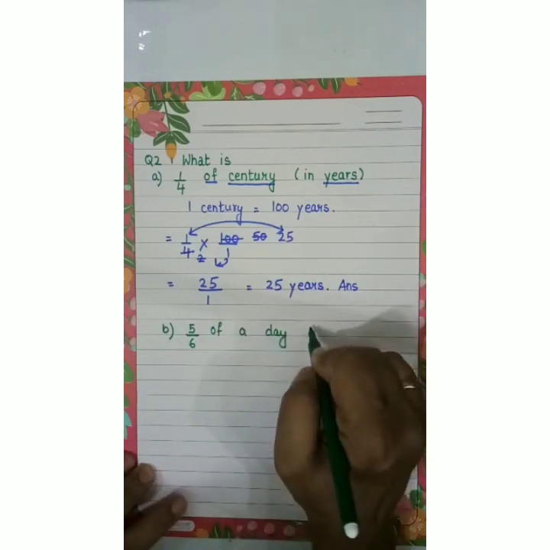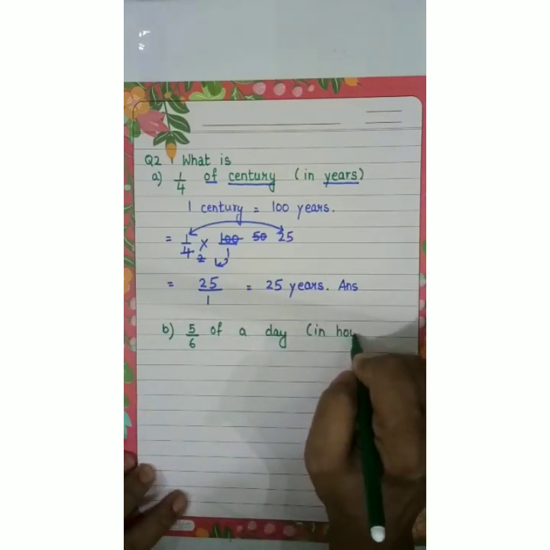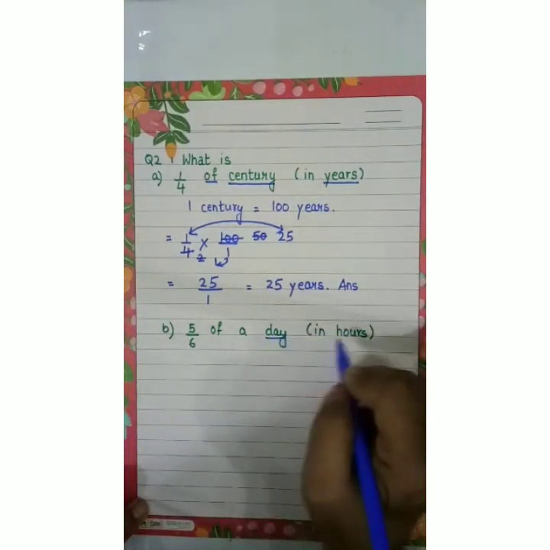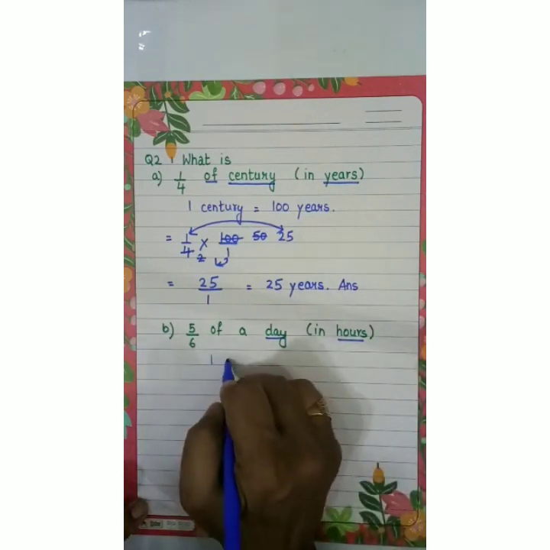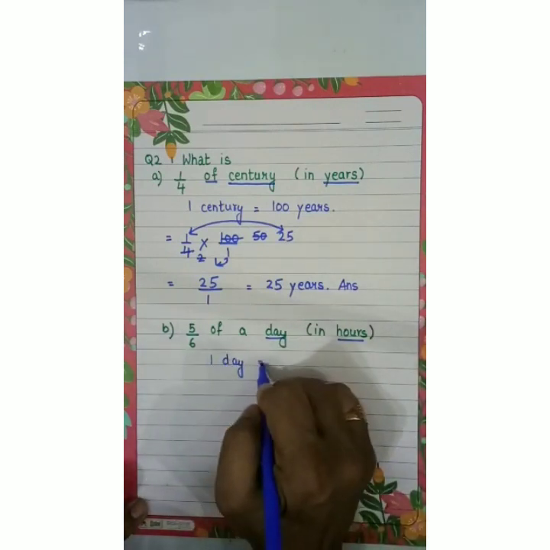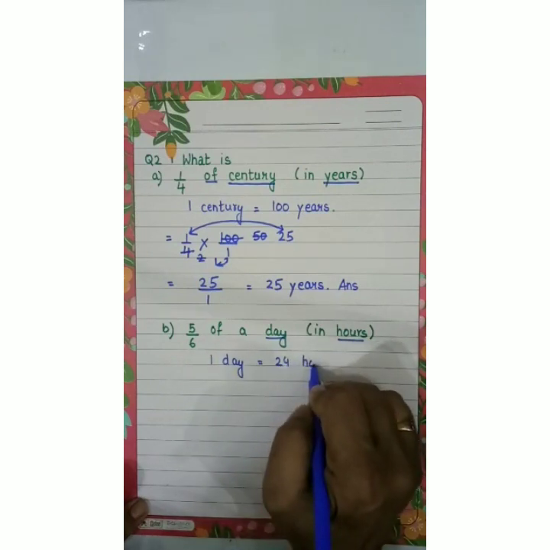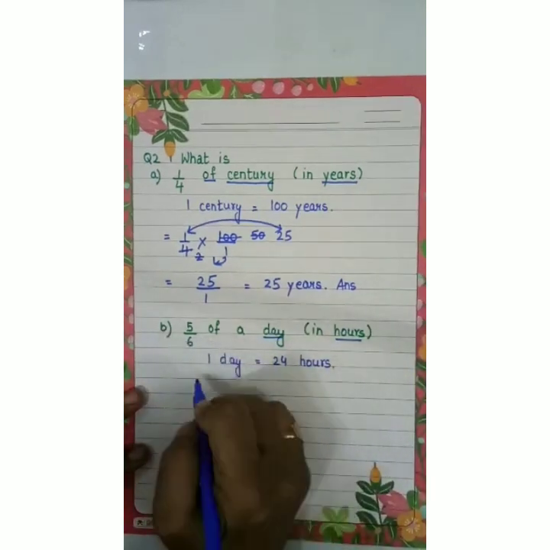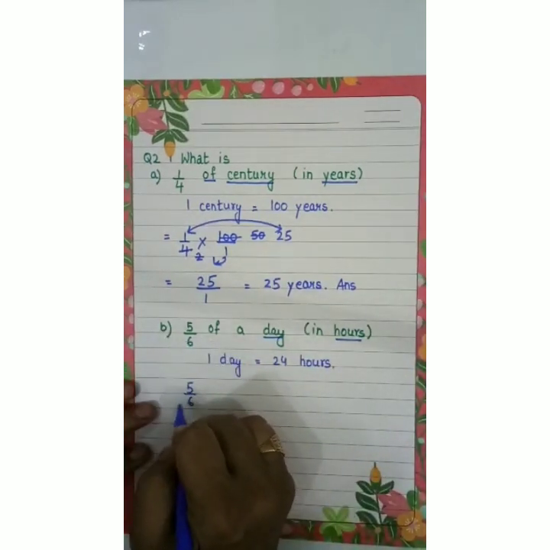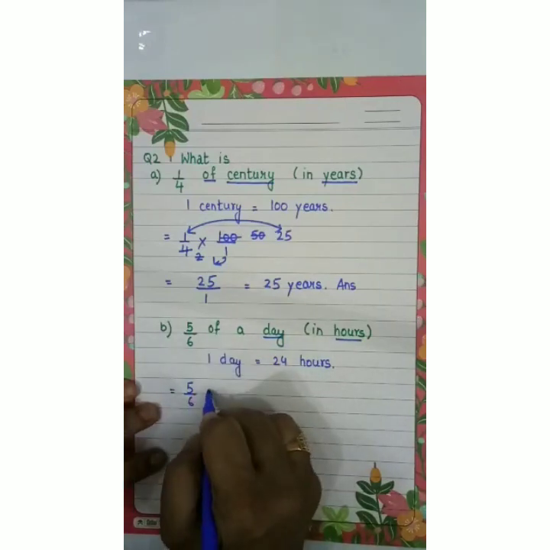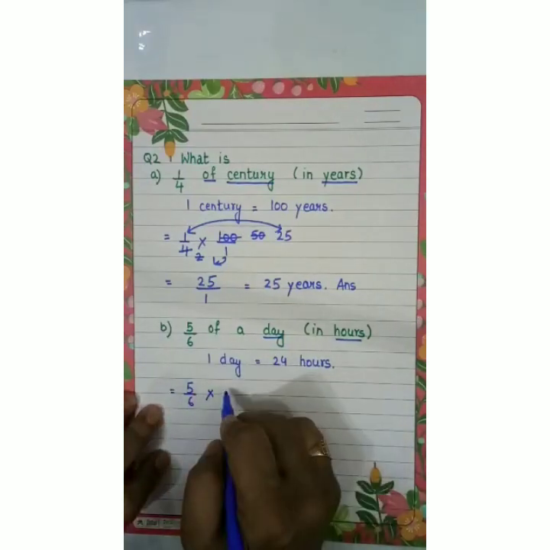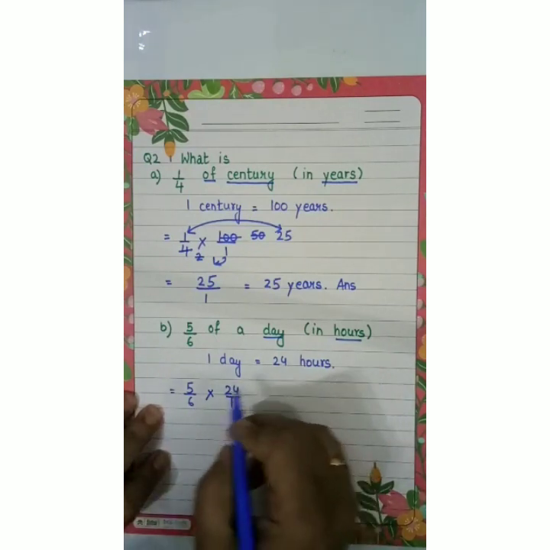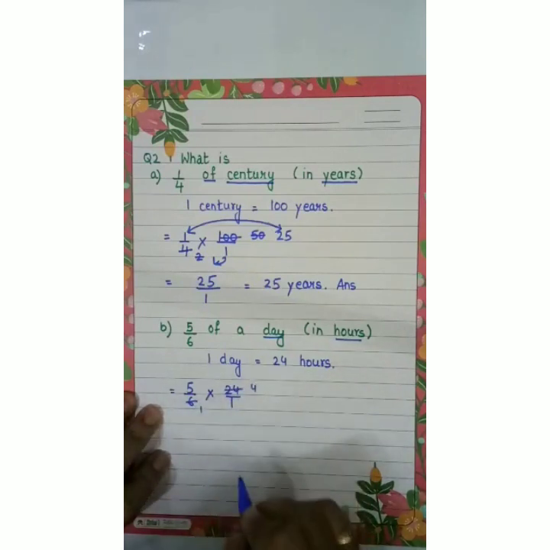The next is 5 by 6 of a day. You have to find out in hours. Now again, the keywords have to be seen. It is day and hours. So the relation between the two is 1 day is equal to 24 hours. So this fraction will be written here, 5 by 6 of, you have to put a multiplication sign, then 24 upon 1. Now 6 and 24 come in one table.